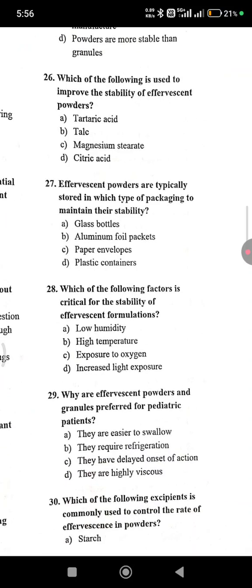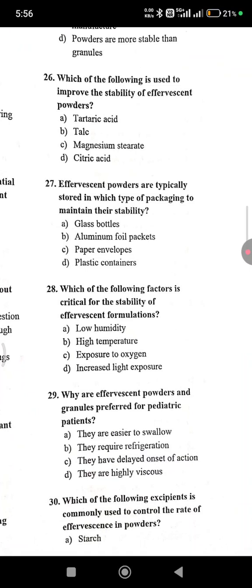Let's go to question number 27. Effervescent powders are typically stored in which type of packaging to maintain their stability? Aluminum foil packets.